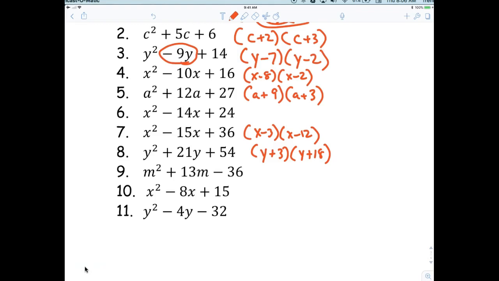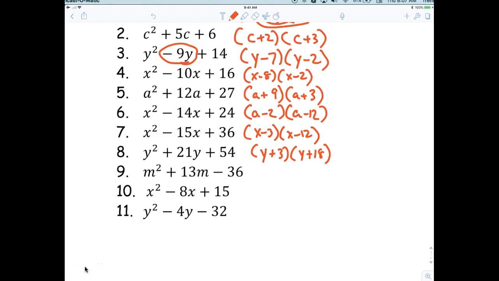Now, in order for that to work, they both have to be what, though? Negative 2 and negative 12. Now, look, it's your own fault if you're not speaking up. Nothing I can do. All right. M squared, factors of 36 that make 13.